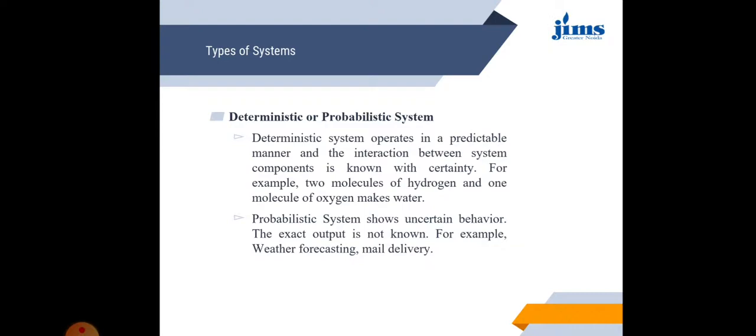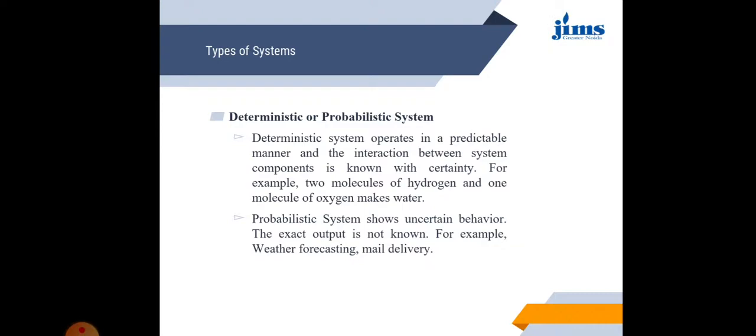So deterministic means the system behaves in a predictable manner, and the interaction between system components is known with certainty. Suppose I am making water from two molecules of hydrogen and one molecule of oxygen. I know that it will make water. So that's a deterministic system.